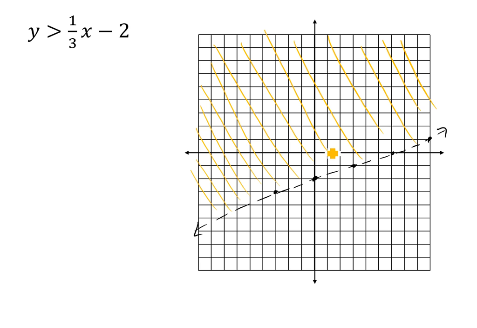By the way, one of the points I like to test, 0, 0, is in that zone. Since 0, 0 is there, if I plug that in, it definitely should make this true. And when I do, I get 0 is greater than 0 times 1/3 is 0, so minus 2. 0 is greater than negative 2, which is totally true also.